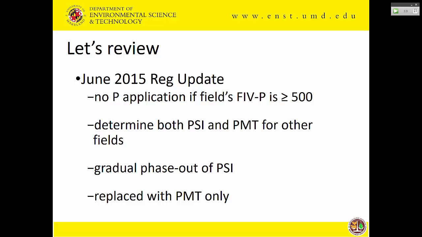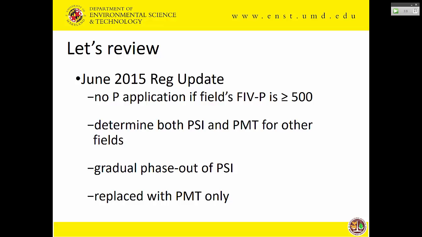Starting June 15, the regulations changed to say that there could be no P applications if the FIV is over 500. If it's over 500, you can't add any more right now. And until 2020, and then it depends upon your phosphorus management tool. They also specified that everybody who was doing plans needed to look at the phosphorus site index and the phosphorus management tool for the fields they were developing plans for.